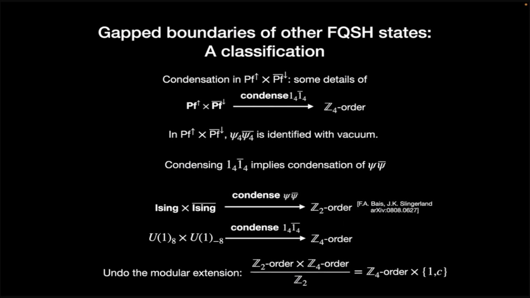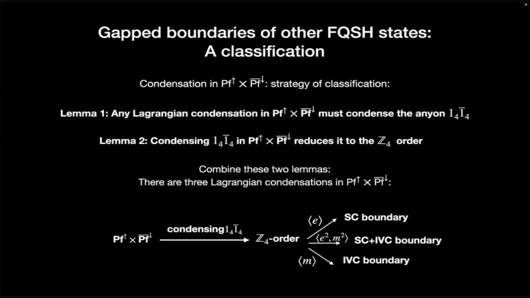Nice. Oh, excuse me. Yeah. Sure. Go ahead. Please go back to the previous slide. Yeah. So here the argument is that you said that this Pfaffian times Pfaffian bar has 3 gapped boundaries because of the diagram. Is it correct?